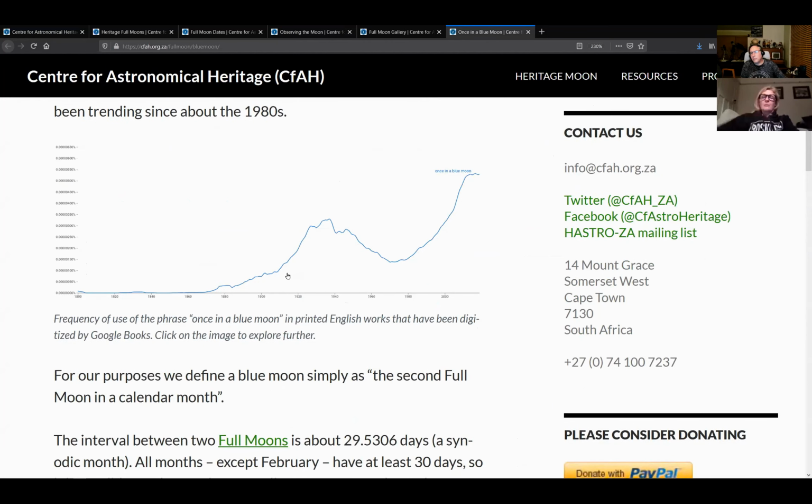It shows the incidence of the phrase once in a blue moon in the corpus of printed English texts. So we see that the earliest mention of that phrase is around the 1820s or so. And then something was going on in the 1930s where everybody was talking about once in a blue moon. And it seems like we are, much like COVID, going into a second wave here, which seems to be flattening down. So it is still very much an open question where once in a blue moon, or the concept of a blue moon, comes from.